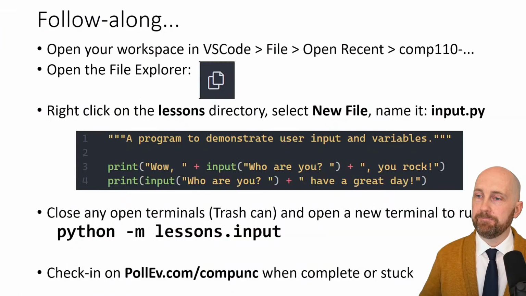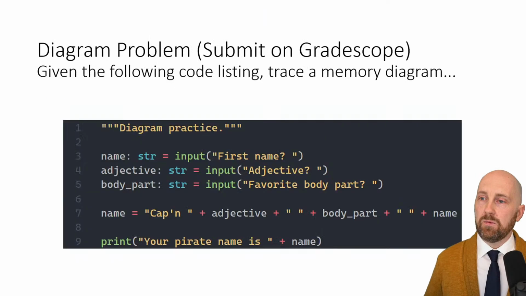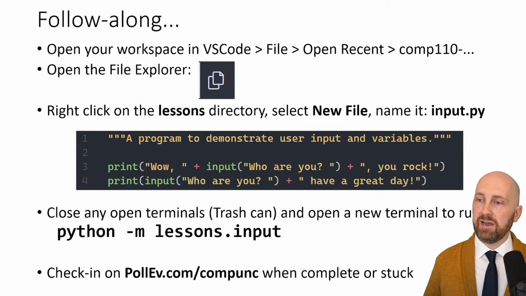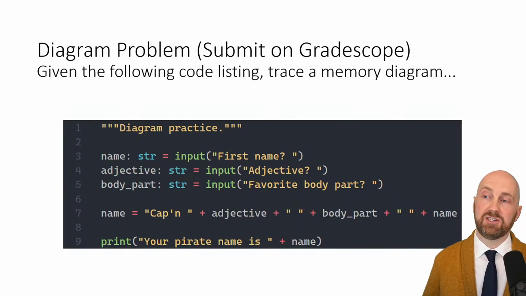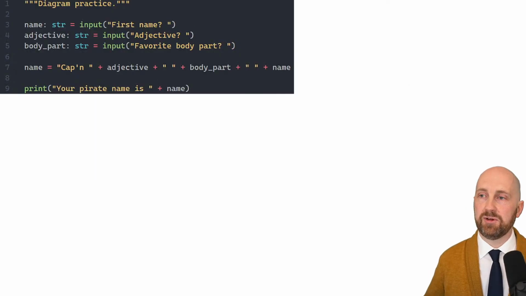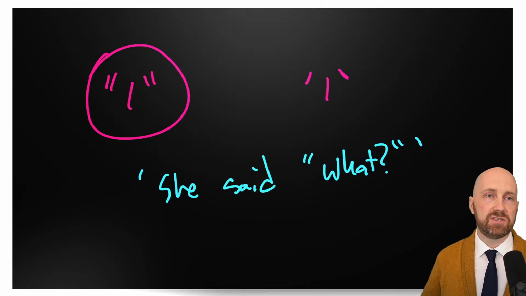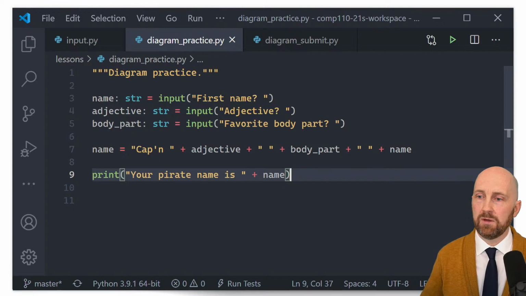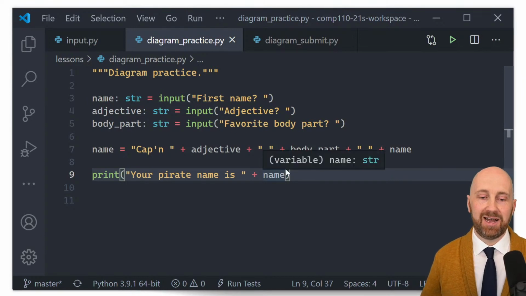All right. So what we're going to look at first, and this actually is not the diagram that we're going to submit to Gradescope, I'll talk about that one in just a moment. What happens if we have a little program like this? I'm going to do this in VS Code directly rather than in PowerPoint. Here we've got 3 variables being declared: a name, an adjective, and a body part. And we are ultimately producing a pirate name.